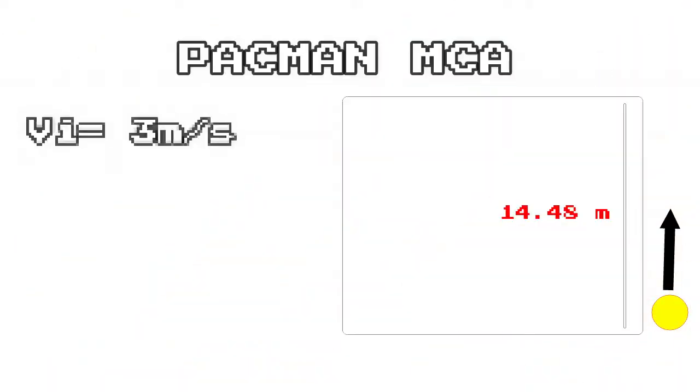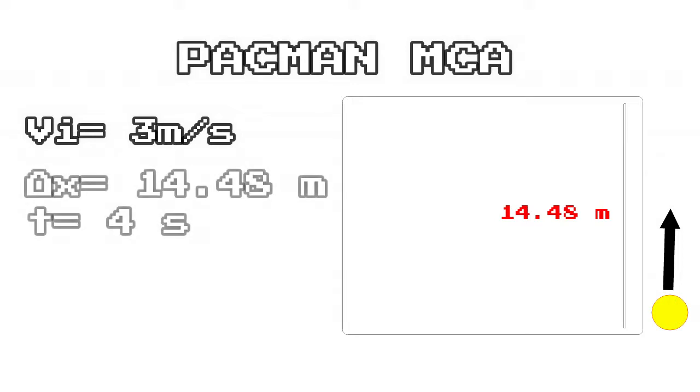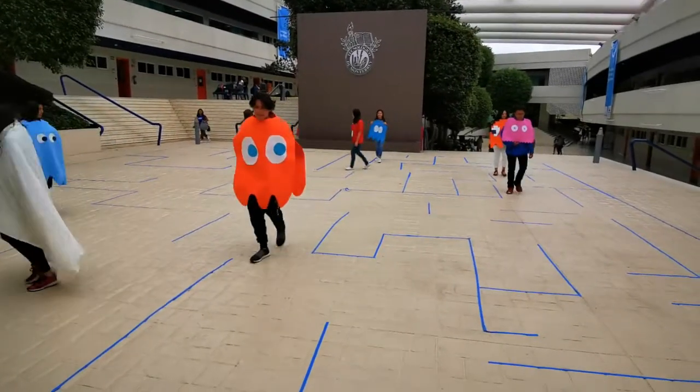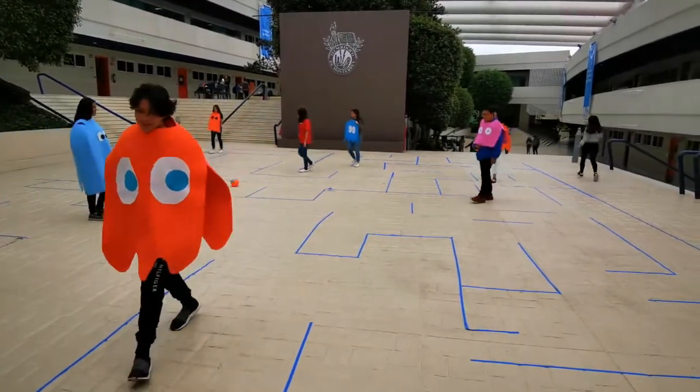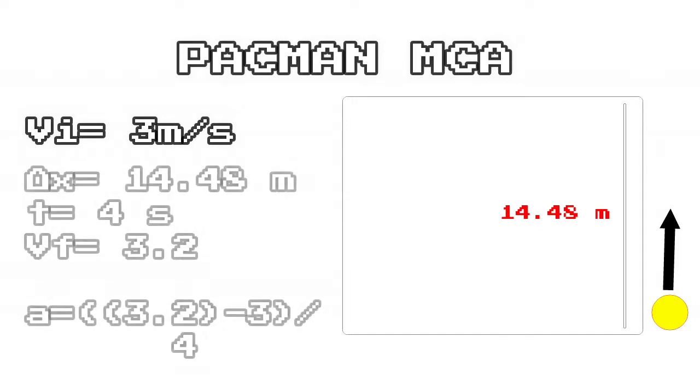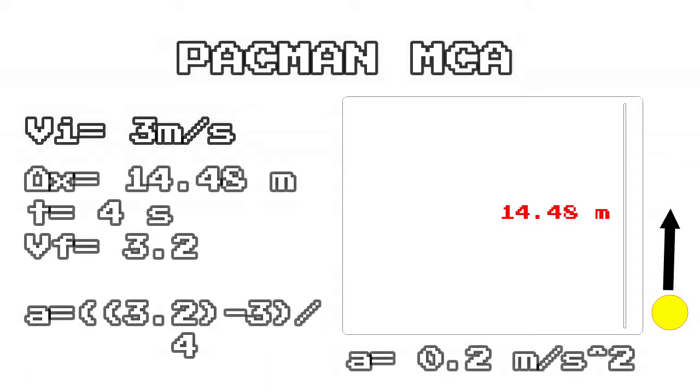During the Pacman MCA, my displacement was 14.48 meters, and the time I took to complete this pad was 4 seconds. Now that we have all the data we need, we can calculate the final velocity, which will be 3.2 meters per second. And after that, we can calculate the acceleration, which will be 0.2 meters per squared second.